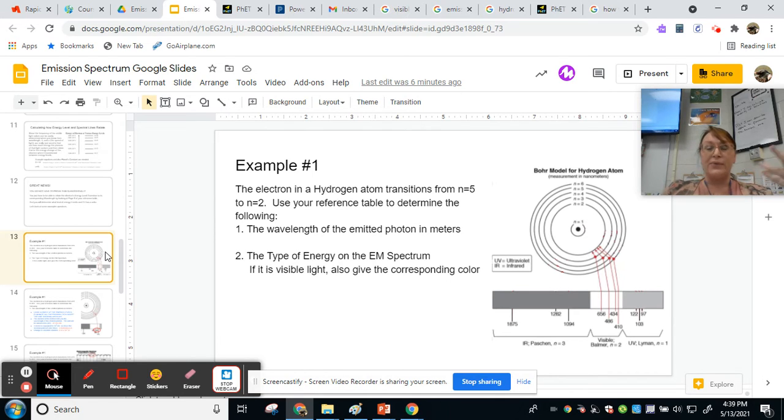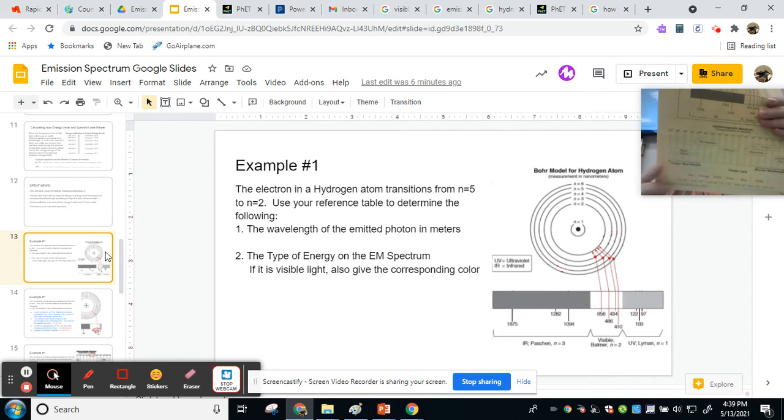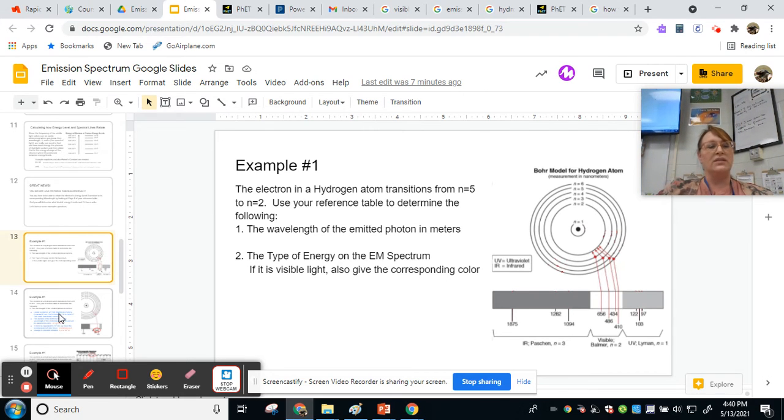Would it be infrared? Would it be ultraviolet? I don't think it could be anything like X-rays because they haven't given me that as a choice, right? It has to be something coming off of a Bohr model. So it's got to be either in the infrared range, the visible light range, or the ultraviolet range. All right, so let's get into that.